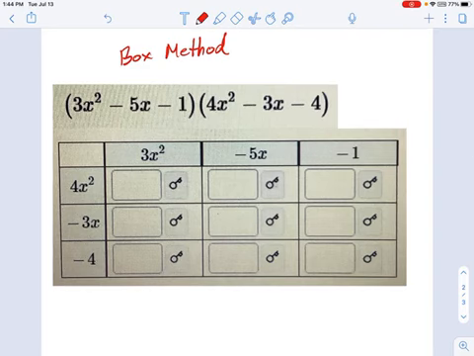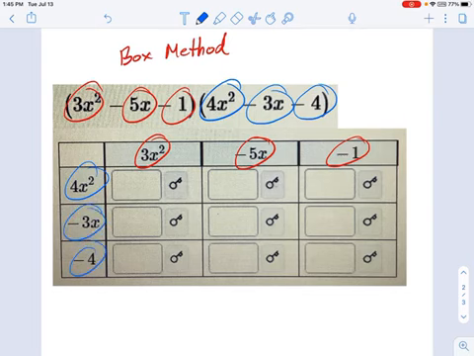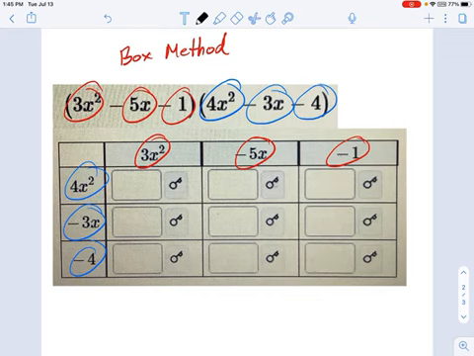If you look at what I've done here, I've taken 3x squared, negative 5x, and negative 1, and put those here. And the other terms of the other polynomial, 4x squared, negative 3x, and negative 4, are all down here. And the way we're going to track this multiplication is by just carrying through one term at a time. So 3x squared times 4x squared makes 12x to the 4th. Negative 5x times 4x squared makes negative 20x cubed. Negative 1 times 4x squared is negative 4x squared. And you can keep on going down the line here.